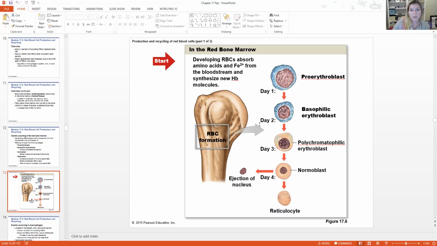So let's break it down. In our bone marrow, we have our proerythroblasts, which then morph into our basophilic erythroblast. This is where lots and lots of hemoglobin is accumulating. A polychromatophilic erythroblast, which was left out of that last slide, is basically a little sub-stage. And then the normoblast. The normoblast kicks out the nucleus after most of the hemoglobin has been synthesized, and then our reticulocyte is left, and that enters the bloodstream.